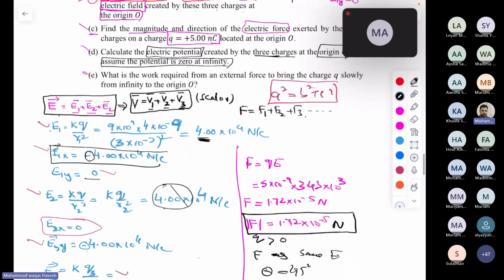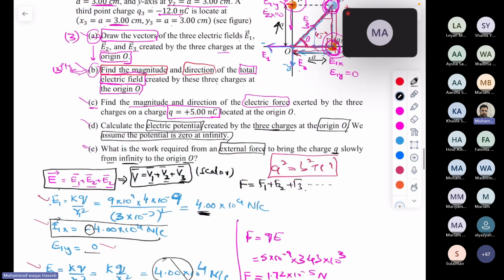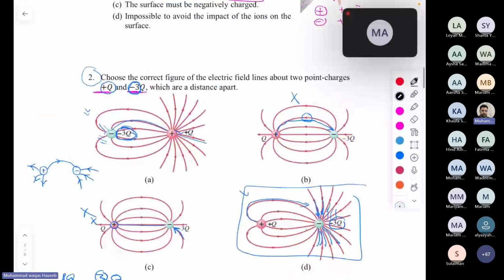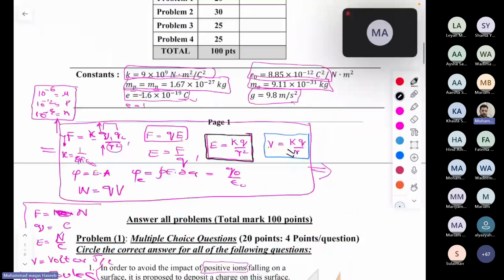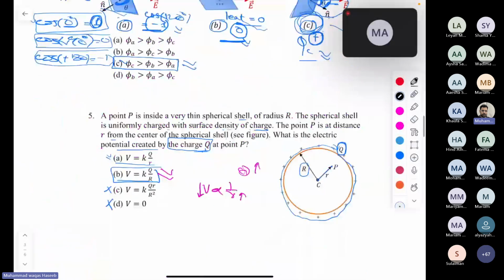Okay, now the next part. What is the work required for an external force to bring the charge Q slowly from infinity to the origin? How do we find work? It is stored in terms of the potential energy. We find work by this formula, using the potential difference.